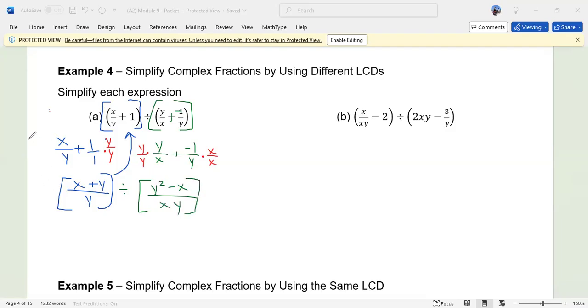And this should look very similar to what we did in our last set of notes, where anytime we are dividing rational expressions, let's go ahead and multiply by the reciprocal. So I've got x plus y over y times x times y over y squared minus x. We cannot factor out any x plus y or the y squared minus x. The only thing that we're going to be able to cancel out from the top and the bottom is that y right there, leaving us with x plus y times x over y squared minus x.